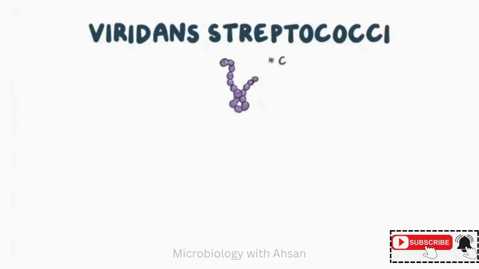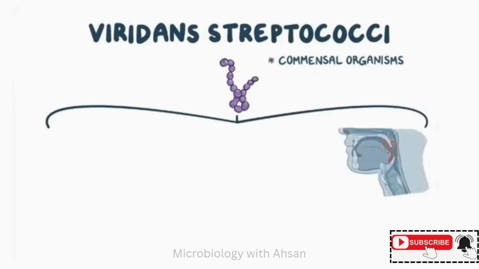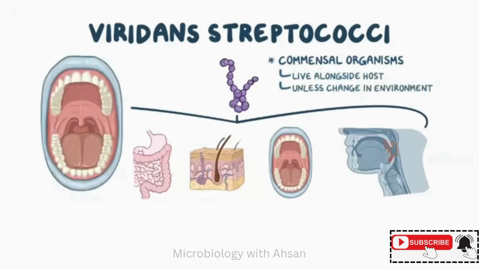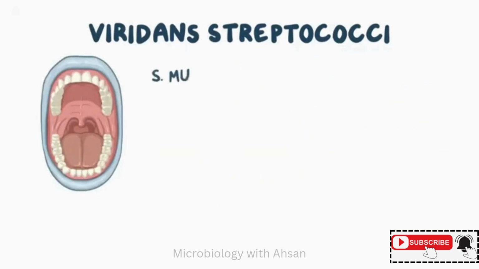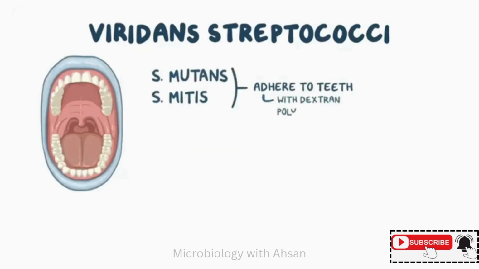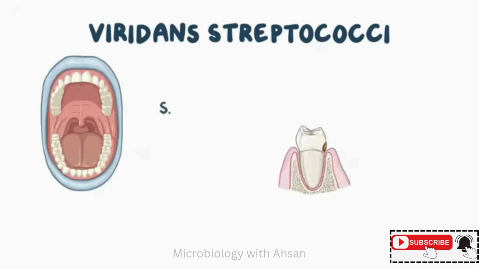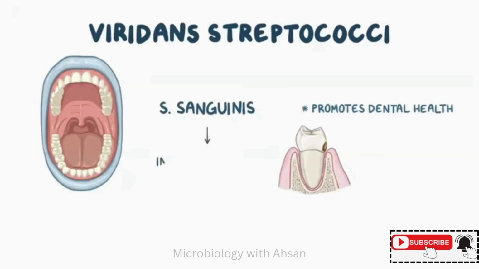Viridans Streptococci are commensal organisms that reside in the oropharynx, epithelial surfaces of the oral cavity, teeth, skin, gastrointestinal, and genitourinary tracts. So, they live alongside their host without causing harm unless there's a change in the environment. Inside the mouth, Viridans Streptococci, like Streptococcus mutans and Streptococcus mitis, adhere to tooth enamel with the help of dextran polysaccharide and aggregate, forming dental plaques, which can lead to dental caries and gum disease. In contrast, Streptococcus sanguinis promotes dental health by inhibiting the growth of Streptococcus mutans.